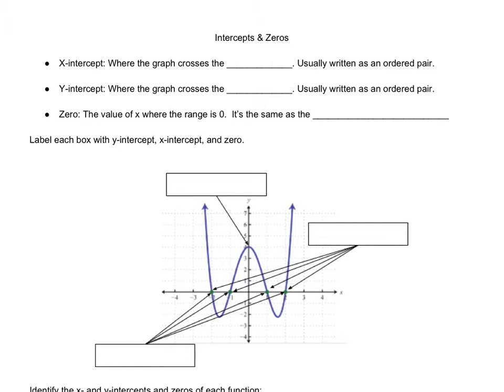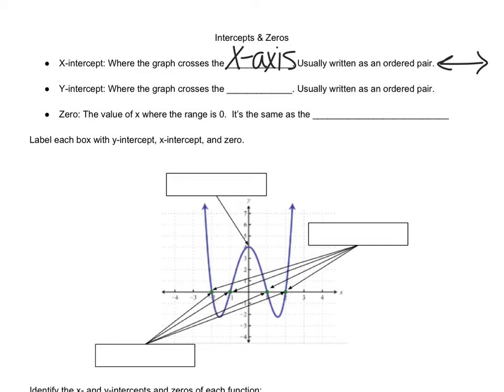So today we're going to talk about the intercepts and zeros of a function, and we're only going to talk about how to find them graphically. So the x and y intercepts, hopefully this is kind of intuitive for you guys, but the x-intercept is just where the graph crosses the x-axis. And remember, the x-axis goes horizontally, and this point is usually written as an ordered pair.